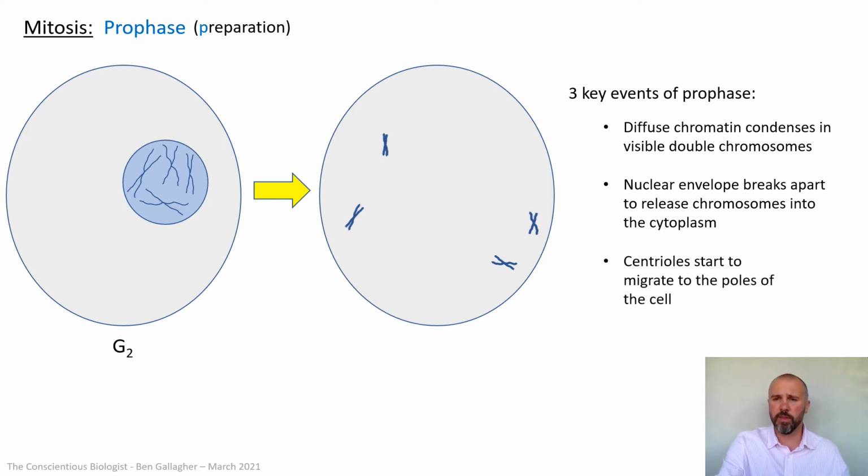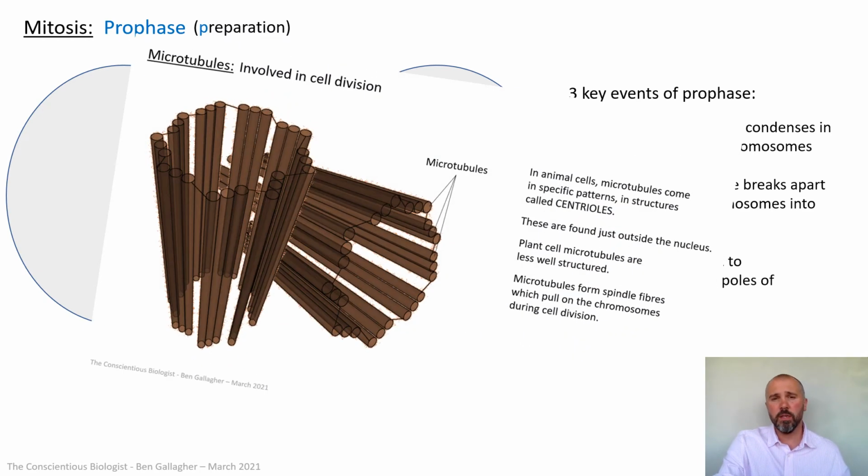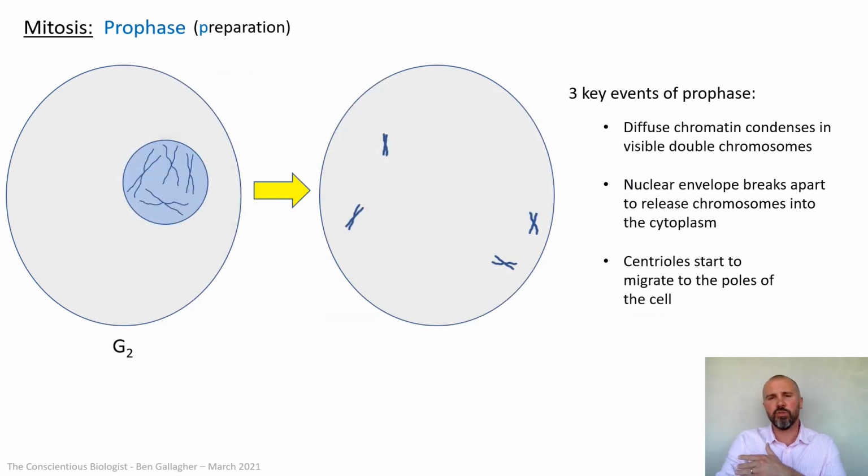And that's these little things, okay? Centrioles. Centrioles we talked about in the ultrastructure lesson. This was the slide from the ultrastructure lesson. Centrioles are made of microtubules. In animal cells, you have centrioles that look like this. If you can't remember it, go back and watch the ultrastructure lesson.